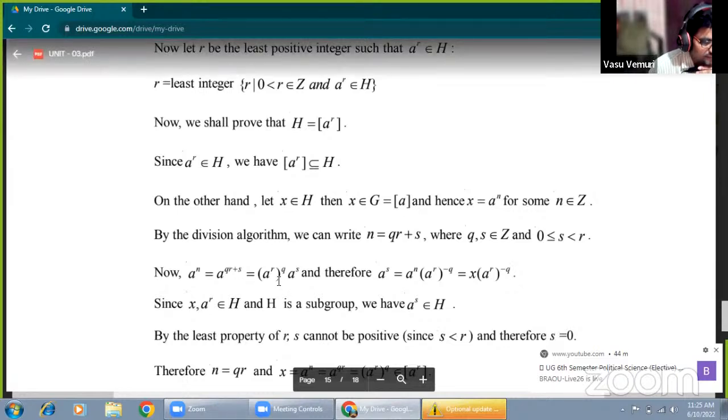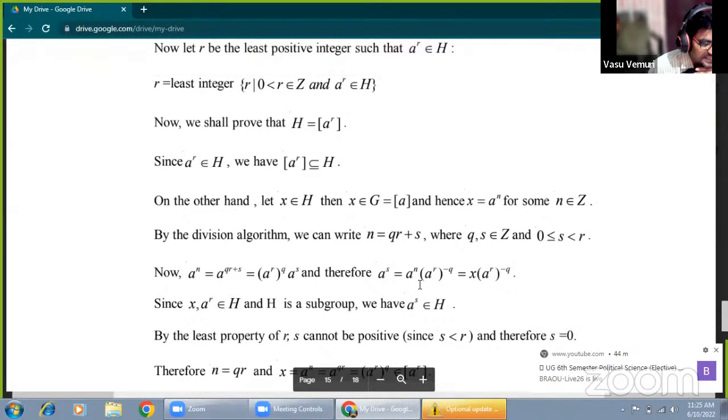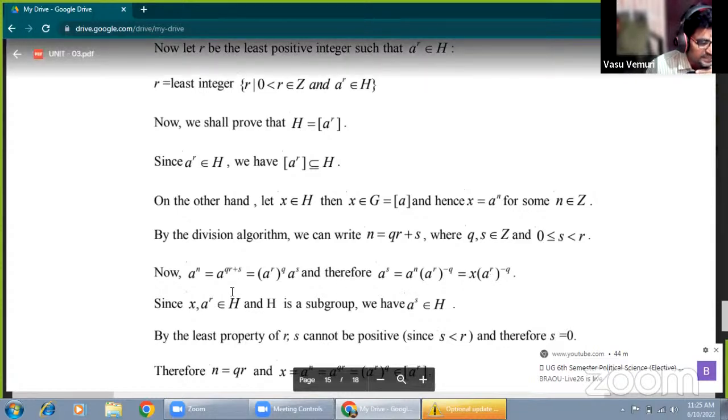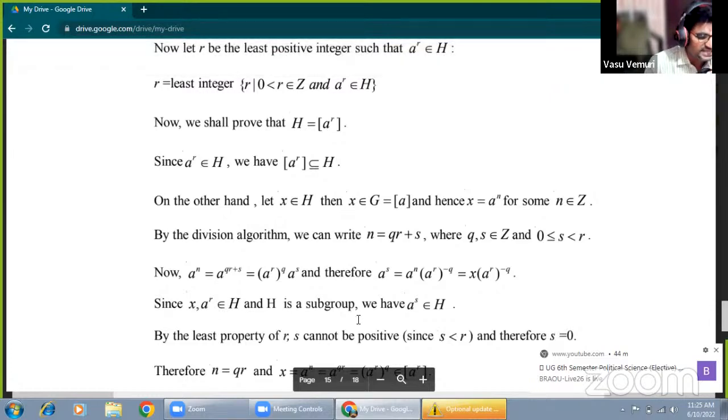Okay, A power S can also be stated as A power n into A power minus QR, since n minus QR equal to S, applying A on both sides. So A power S equals A power n into A power minus QR, and A power minus QR means A power R whole power minus Q. This value is X. So X and A power R both elements are in H, when H is a subgroup. Therefore, A power S also belongs to H.